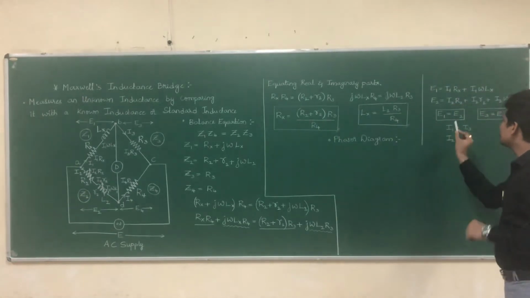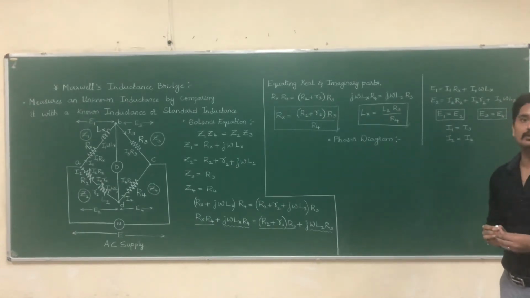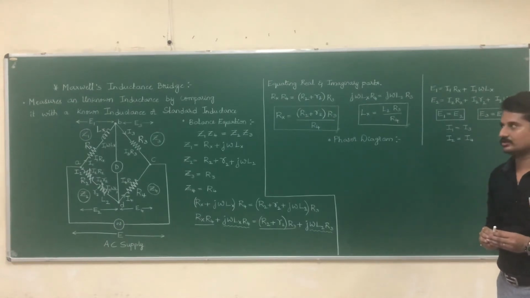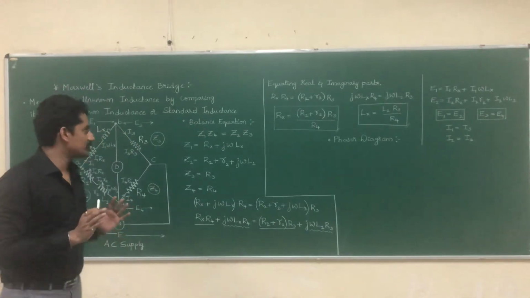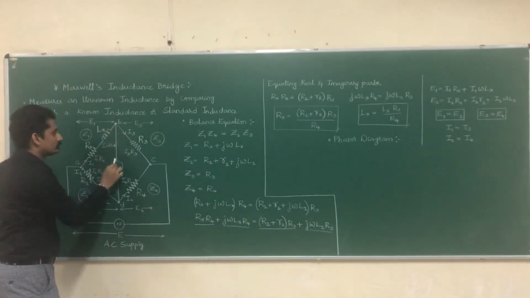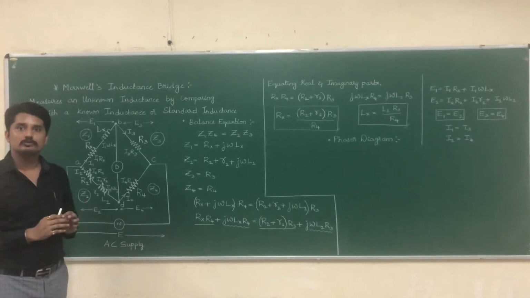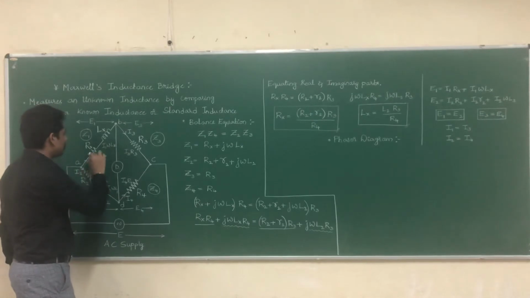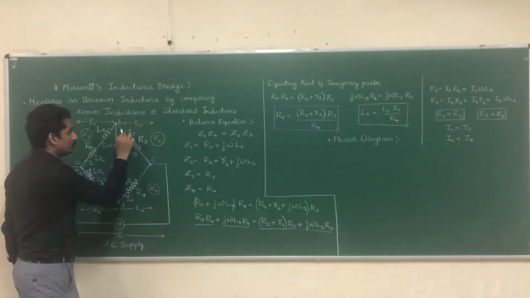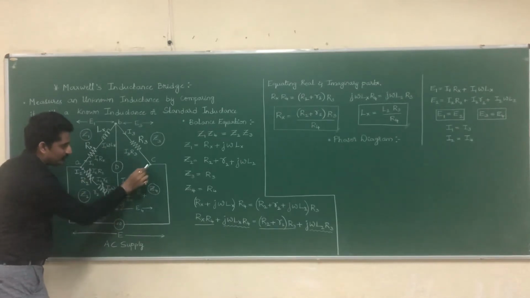So under this condition, E1 will be equal to E2 and E3 will be equal to E4. Okay, under balanced condition. Now we have another condition. When the bridge is balanced, no current flows through the detector. When no current is flowing through the detector, whatever the current which is coming in this arm will flow in this arm, and whatever the current which is coming in this arm will flow in this arm.